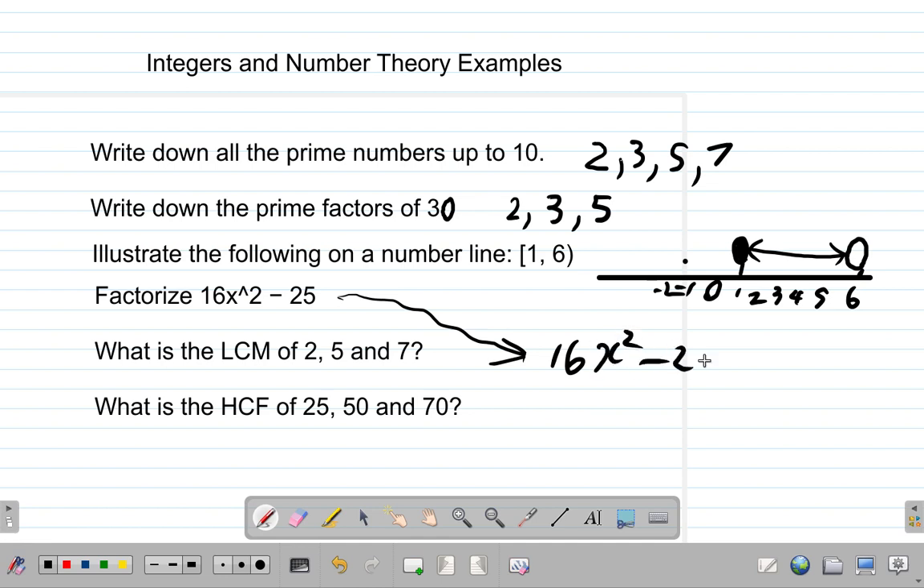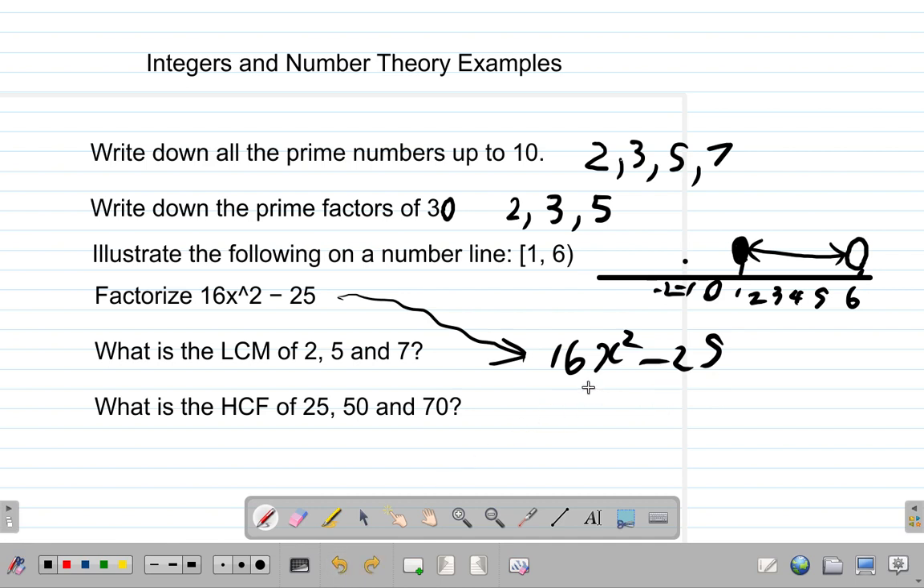16x squared minus 25. What we have here is called the difference of two squares. There's a square on the left, there's a square on the right, and the subtraction means the difference.